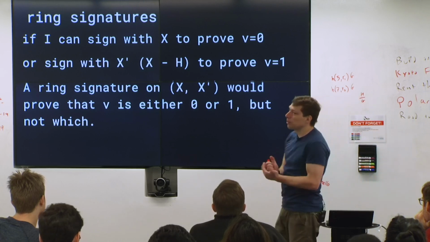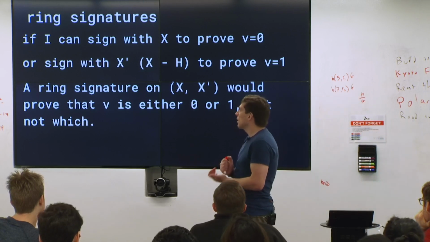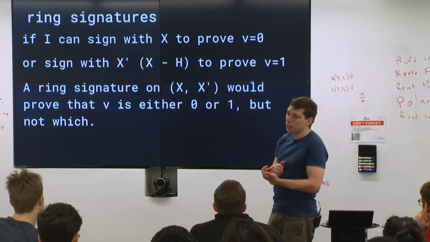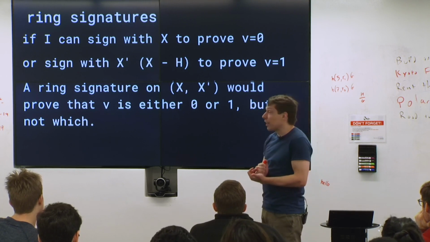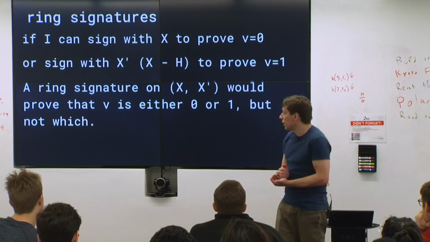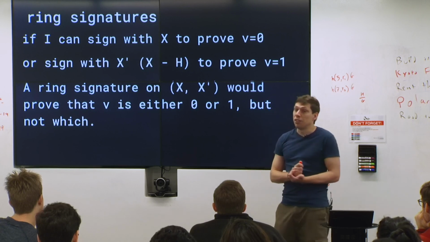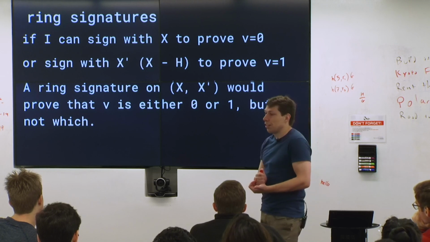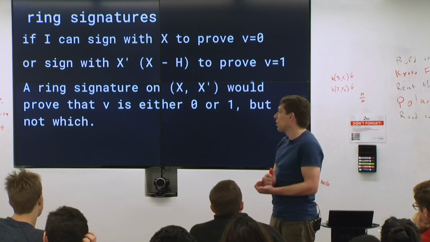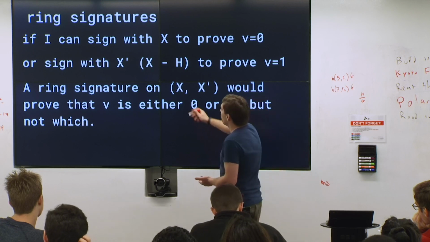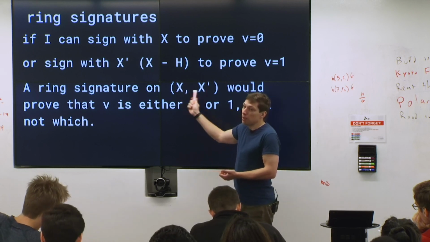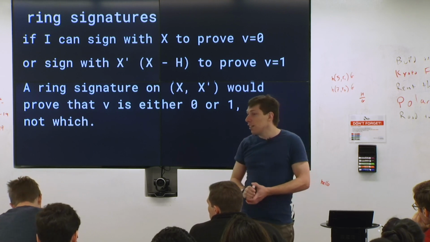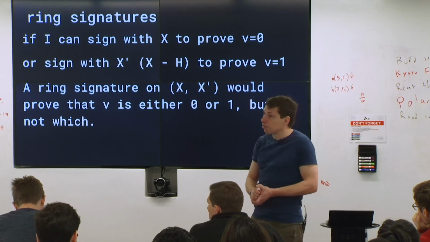So let's put these together. I can sign with X to prove that V is 0. I could also sign with X prime, which I'm defining as X minus H, to prove that V is 1. Well, what if I have a ring signature where I say I'm going to produce a signature from one of these 2 public keys, and that would prove that V is either 0 or 1, but it doesn't prove which.